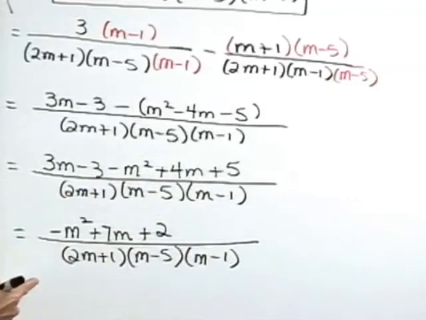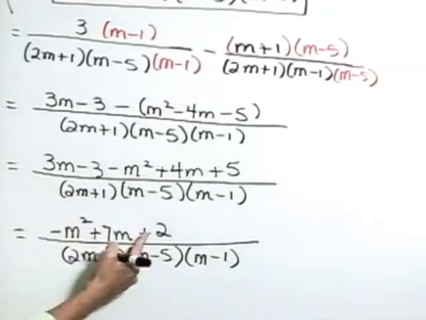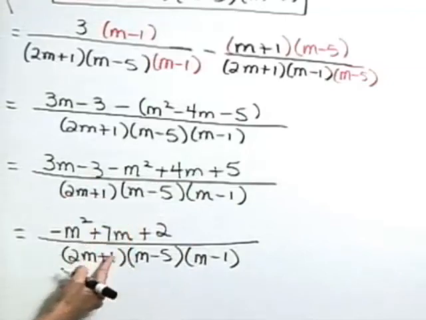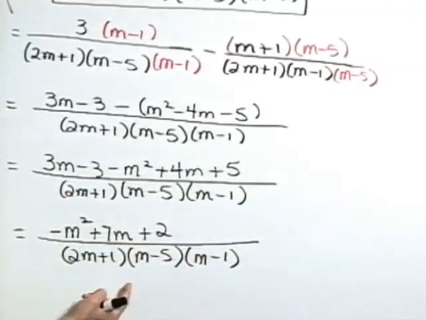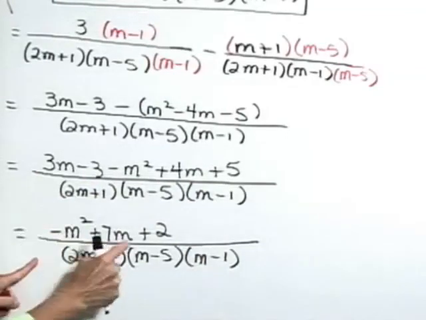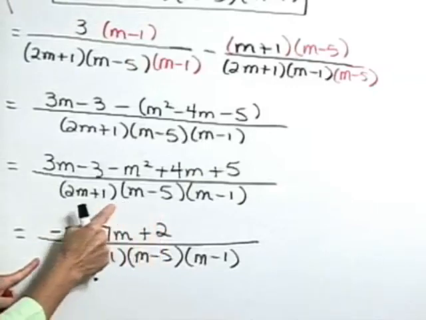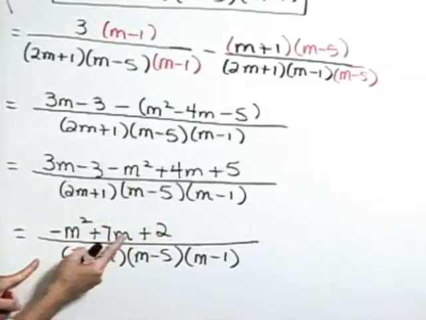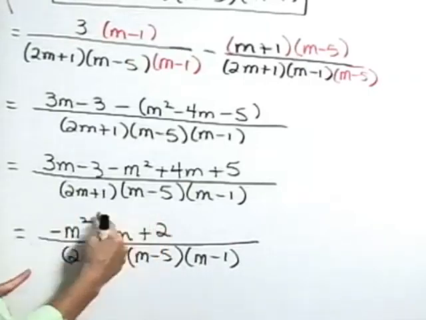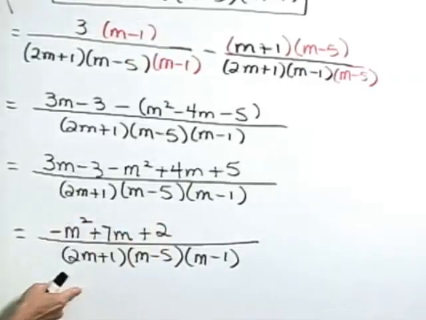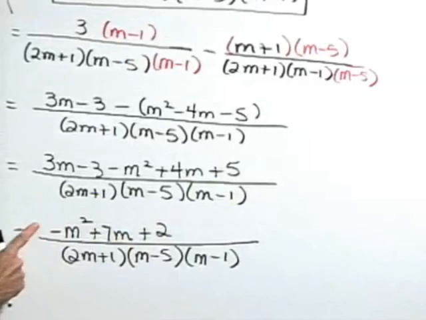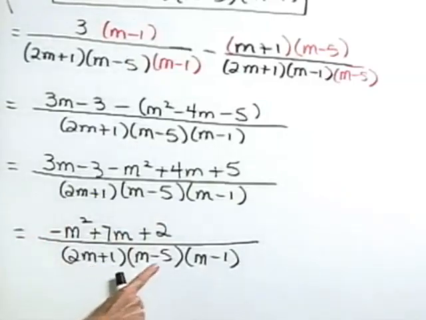Now as a last step, we might look at this and see if that numerator might possibly factor and cancel common factors. But if you think about this, if we began our factoring by grouping method and multiplied -1 times 2 to get a -2, are there any factors of -2 that would sum to 7? No way. So that numerator does not factor. Therefore, we do have a simplest form that is -m squared plus 7m plus 2 over 2m plus 1 times m minus 5 times m minus 1.